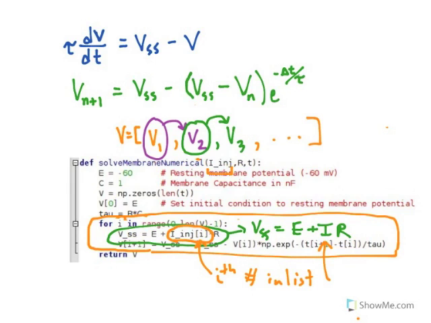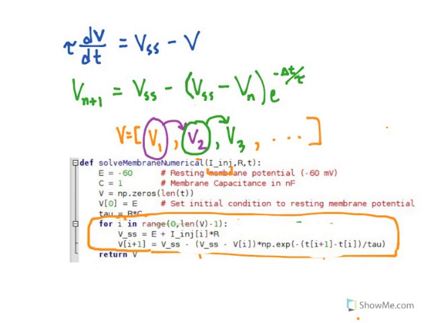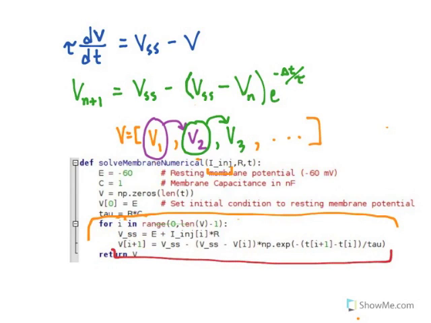So for each element in these arrays, I'm estimating what the steady state voltage is, and then once I have the steady state voltage for that particular number, I'm just going to estimate what my membrane potential is in the next time step, so the I plus 1 time step, and that's equal to VSS minus V of I times exponent of this. So this line here, I'll just erase this to make it clear. This line right here is exactly equal to this.